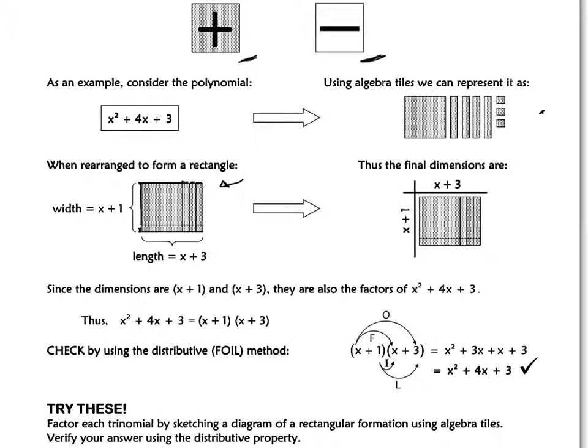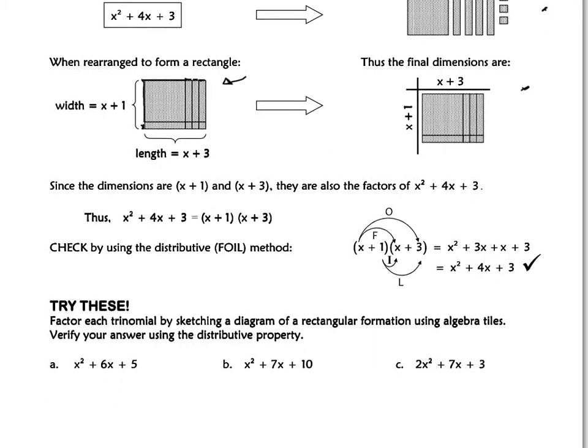Your dimensions are written in here now: x plus 3 across the top and x plus 1 along the side, so they represent the factors of x squared plus 4x plus 3. We can check to see if those factors are correct by using the distributive property.